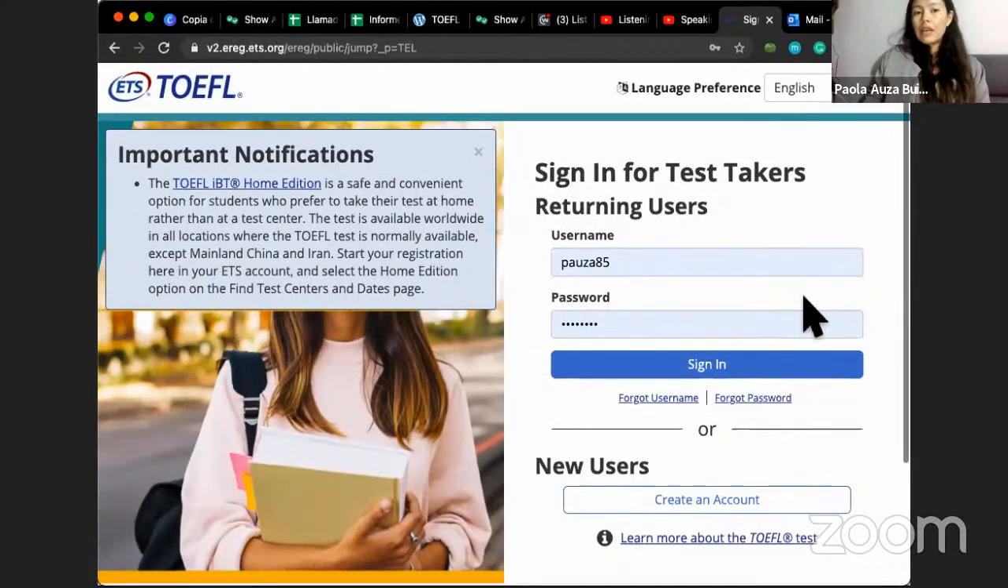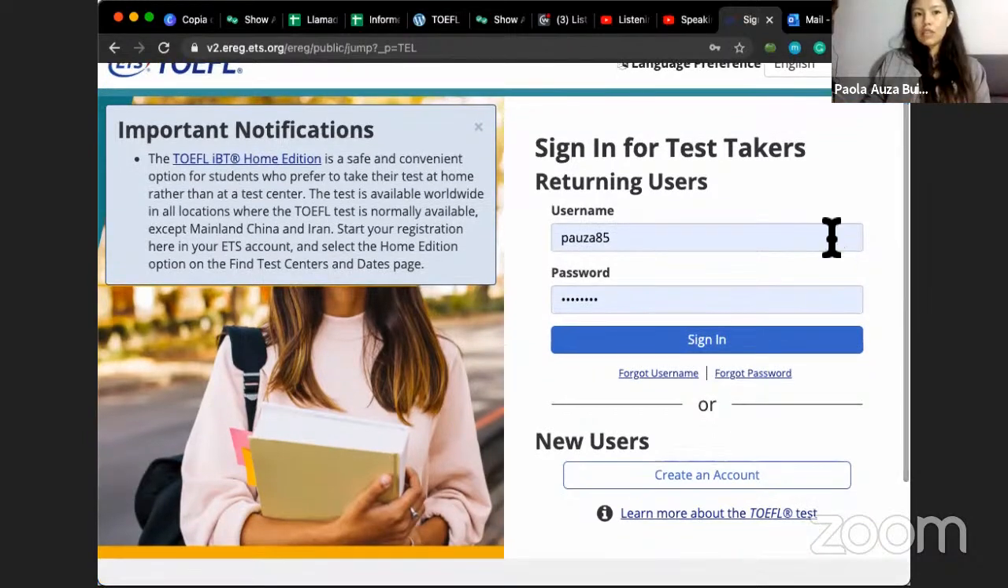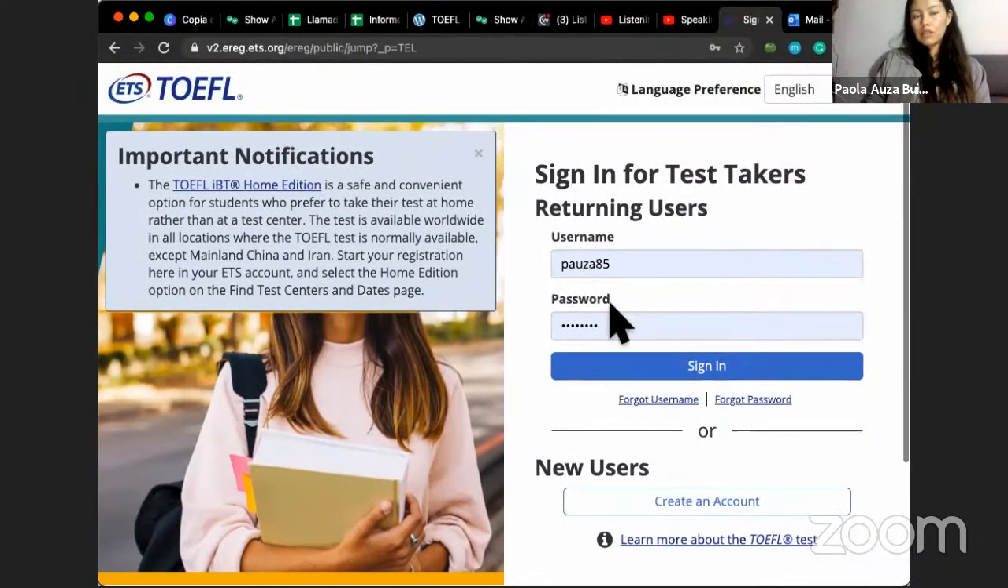Okay. Now we're going to. Okay, Christian, what about you? You're going to take the home edition, right? You already mentioned that. Yes, teacher. I want to take the home edition. Okay, great. So we're going to see how to schedule the test, well, the TOEFL, in both ways. Okay. So what I already did was basically just to create an account.